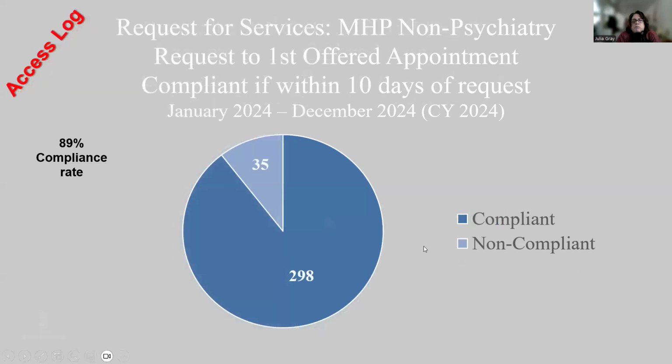Okay, so requests for non-psychiatry, from request to first offered appointment. It's compliant if it's within 10 days of request, and we're doing pretty good there. We have an 89% compliance rate. So I have a question. From the day that I get the referral or request or call, I thought it was 5 days.